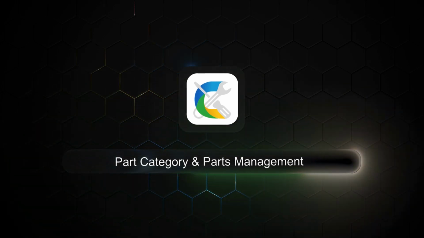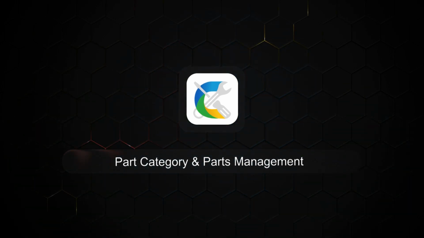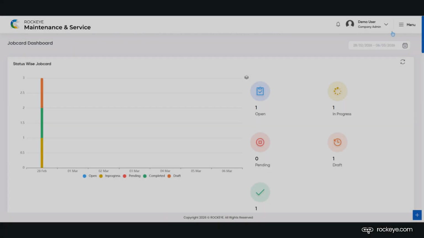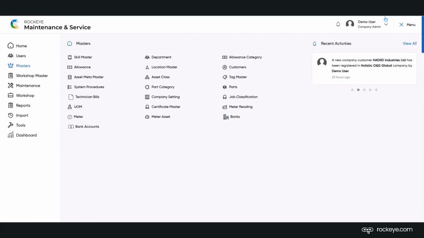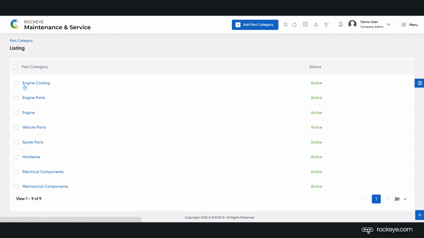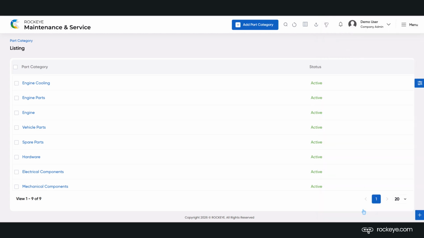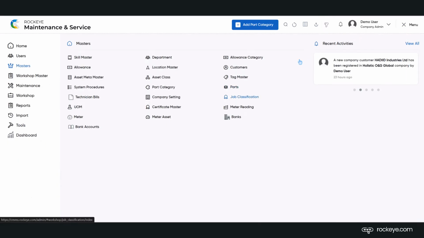Manage parts inventory with categories, pricing, and stock control. Inventory management begins in the Masters module, the foundation for categorized asset maintenance. Part categories organize inventory items into logical groups to streamline reporting and procurement workflows enterprise-wide.